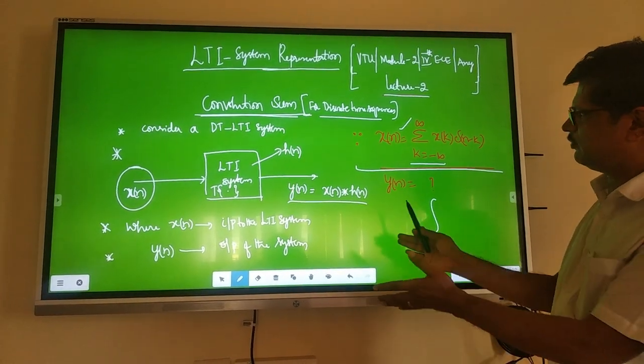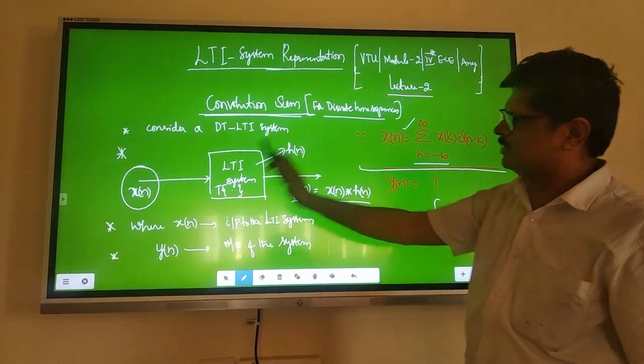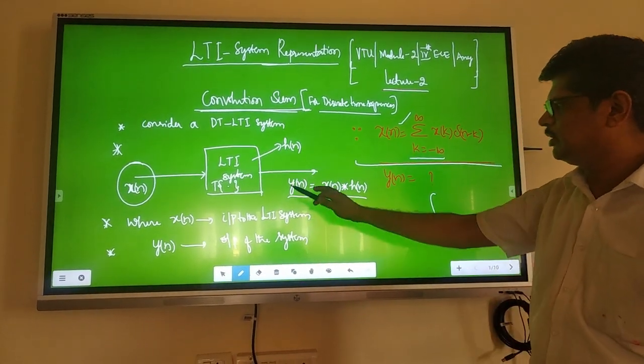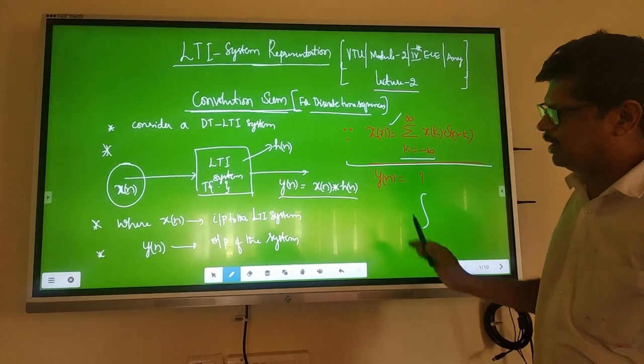Now let us see the convolution sum. Listen carefully, the convolution integral is just the same, wherever x of n is there, x of t, h of n becomes h of t, y of n becomes y of t, that's all.